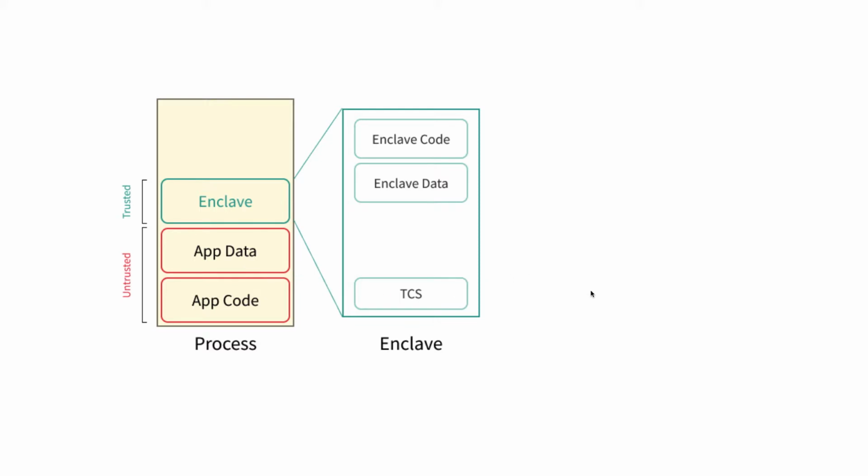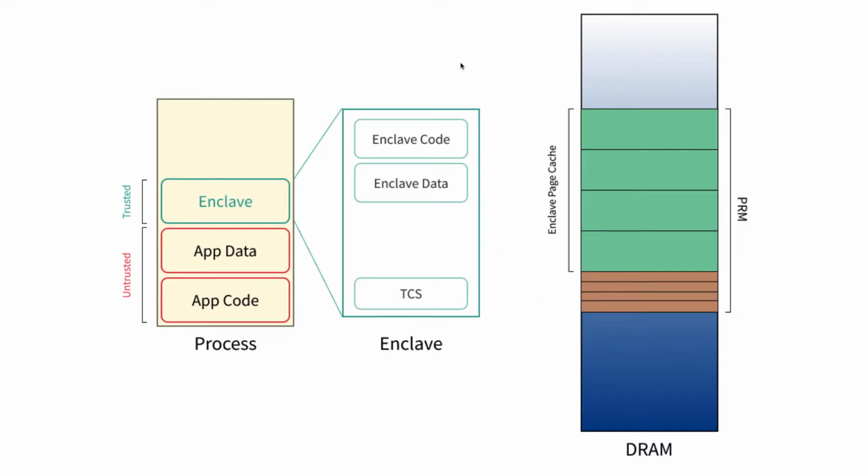The place in memory where all the enclave code is set up is this portion called processor reserved memory, diagram not to scale. The enclaves are broken down into these 4 KB pages, and this portion is called the enclave page cache, short for EPC. The brown portion over here is the metadata that is required to handle the multiple enclaves that are running in a system.